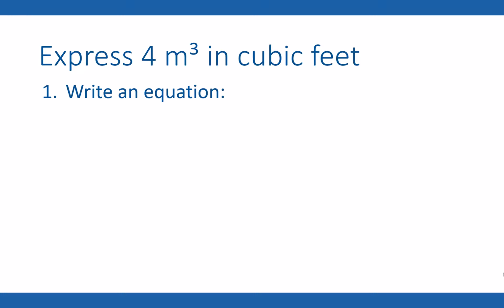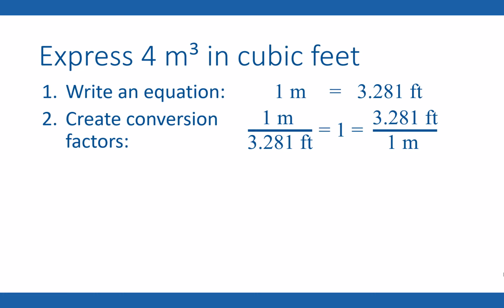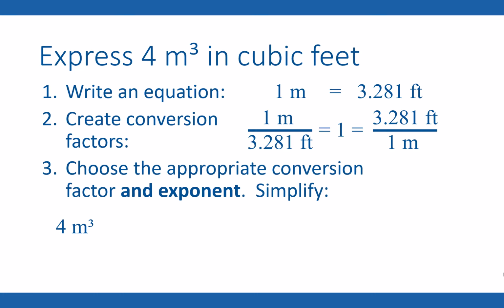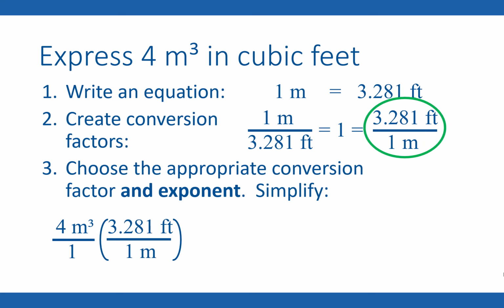We start with an equation relating meters to feet, which gives us 2 conversion factors. We write our 4 meters over 1 and select the appropriate conversion factor. We have meters in the numerator, so we need a conversion factor with meters in the denominator. This still doesn't allow us to cancel out the meters, because we have cubic meters in the numerator, and the meters in the denominator are not cubed.